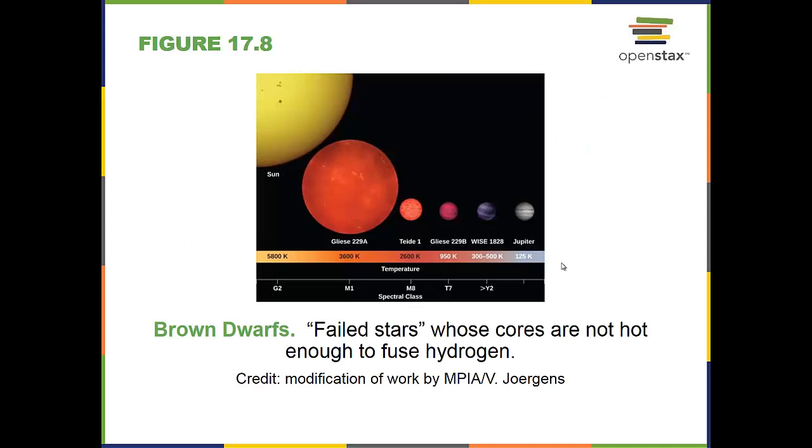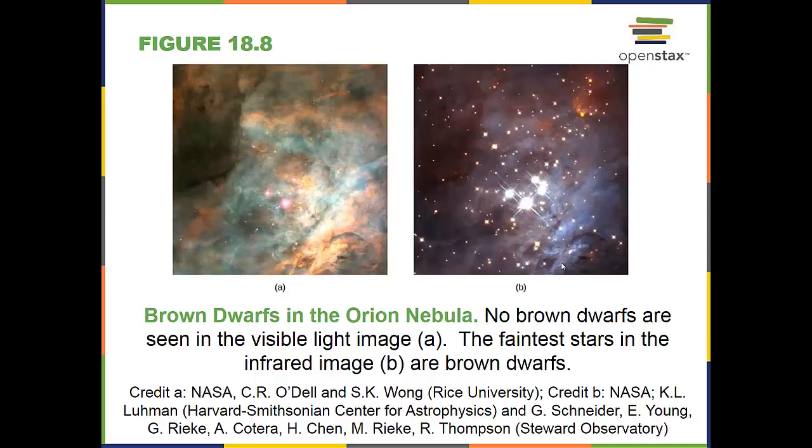Beyond M are the failed stars, which are known as brown dwarfs. Their cores are not hot enough to fuse hydrogen. They're less massive than stars, but more massive than planets. There are a lot of brown dwarfs out there. They're just very hard to see because they're not at all luminous. Here's the Orion Nebula in visible light. None of the stars here we can see are brown dwarfs. That's the image shown on the left. In the infrared image on the right, most of the faintest stars are brown dwarfs. Due to the low temperatures, brown dwarfs are best studied in the infrared.